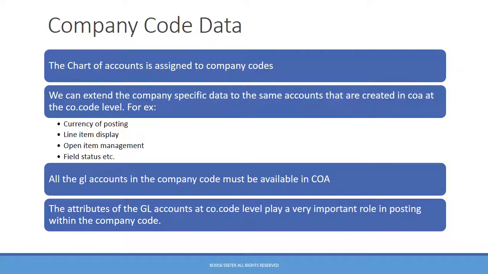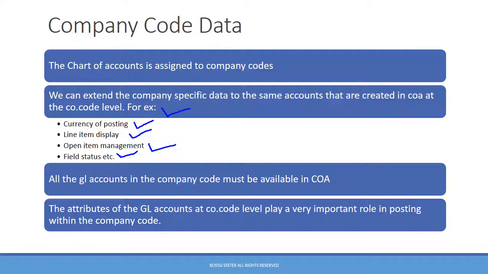Now let us have a look at the company code data. As I told you, the chart of accounts is assigned to company codes, and we can extend the company-specific data to the same accounts that are created in the COA at the company code level. For example, which currency it posts, whether it should have a line item display, or whether there should be open item management, or what should be the field status. This can differ from company to company, and at the company code level these particular details are configured.